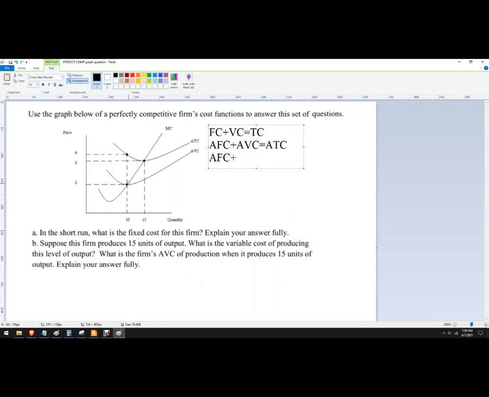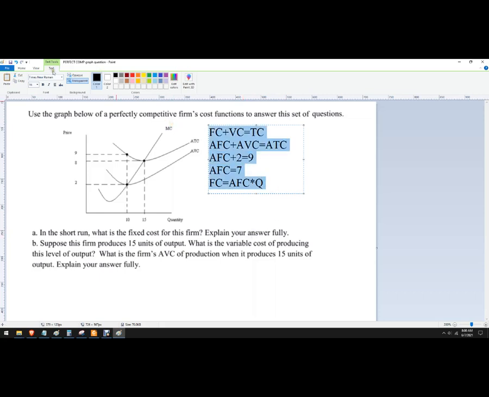We also know that when we produce 10 units, our average variable cost is 2, and our average total cost is 9, because we'll follow that up to there. This means our average fixed cost when we produce 10 units is 7. Now if I want to de-average our average fixed costs, what I'm going to do is just use this formula. So fixed cost equals the average fixed cost times quantity.